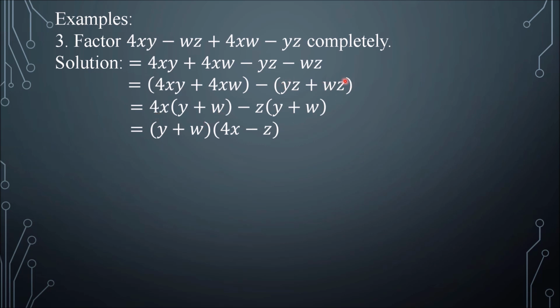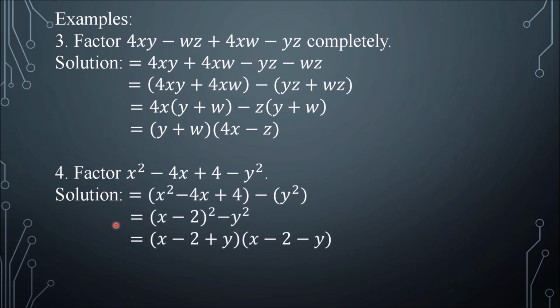Next, the common monomial factor in the second group is z. So as you can see, there is z here and there's also z here. Now, the remaining factor after extracting z is y plus w. As you can see, y plus w, y plus w. So y plus w is common to both terms. Now, extracting y plus w, the remaining factor is 4x minus z. Therefore, the factor of this is y plus w times 4x minus z.